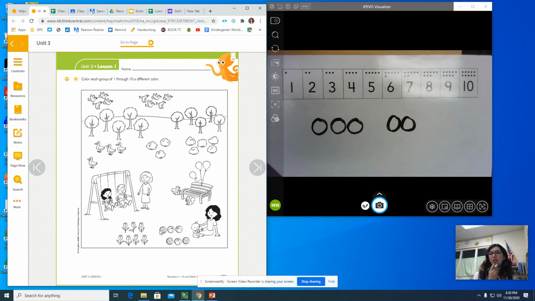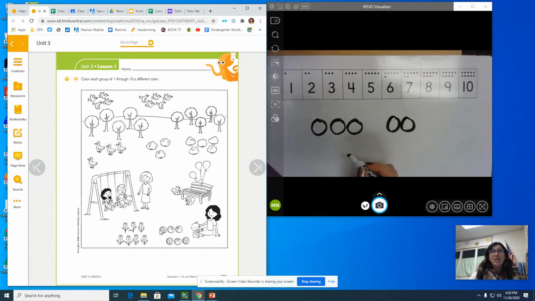Ooh, let's look at our picture. Is this an addition story or a subtraction story? I started with some and I got some more. So I know this is addition. You're right. I started with some and I got some more. So this is an addition problem.